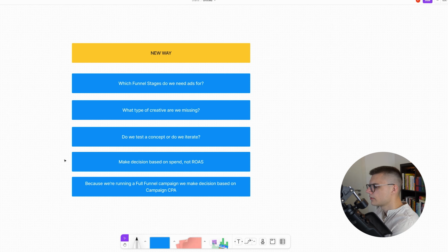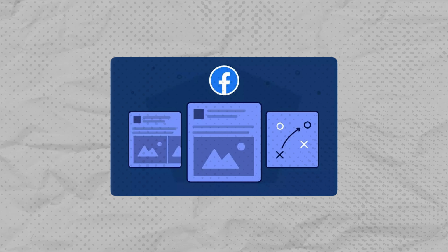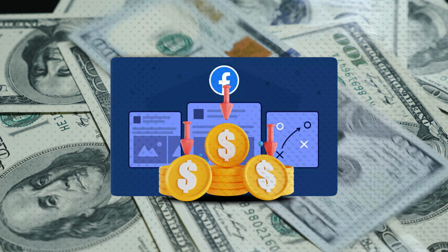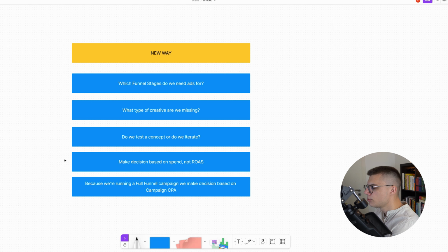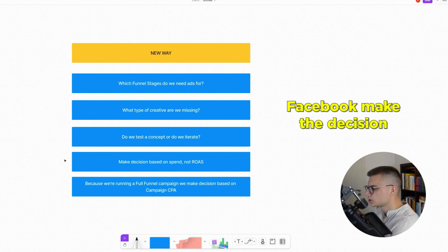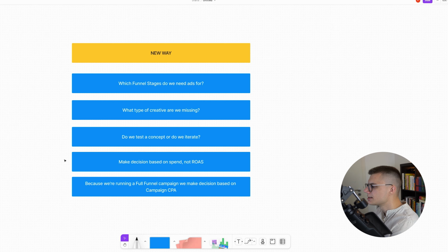You identify what type of funnel stage you need ads for, what types of creatives are missing in your ad account. If you need to test a concept, what do you need to iterate? You create those ads, and then if it's not getting spent, you didn't lose money, and you can be sure that this wouldn't work at scale. With the old ABO approach, you would force spend, and then you would find out it's not working. Again, you let Facebook make the decision. If it's not getting spent, it's not deserving spend.